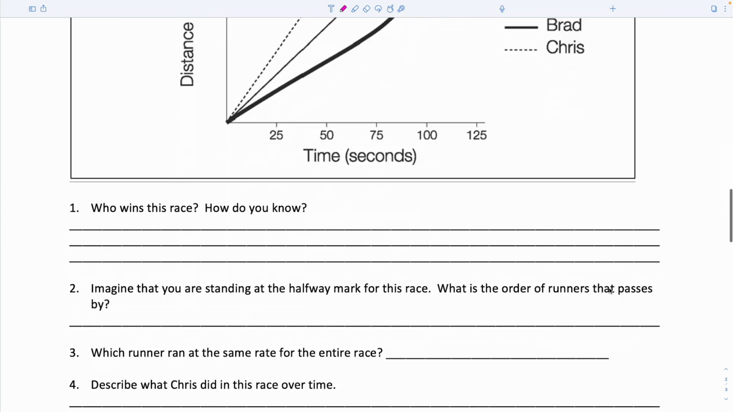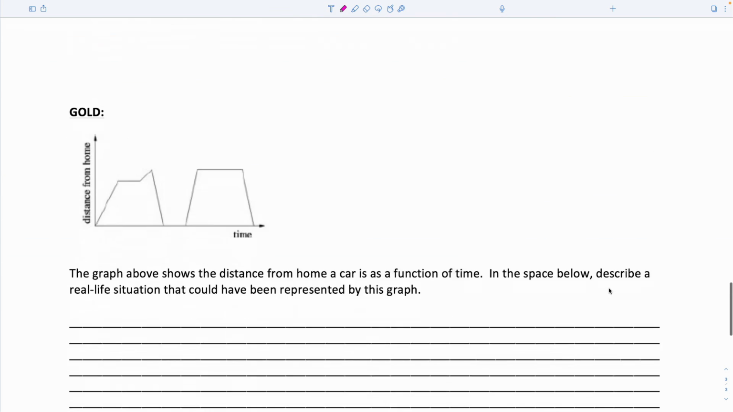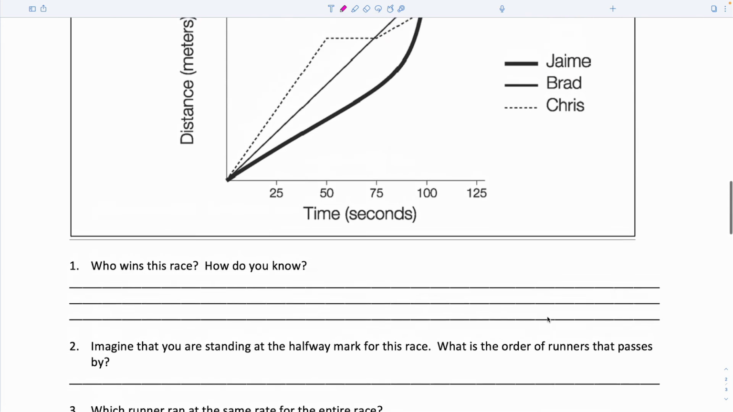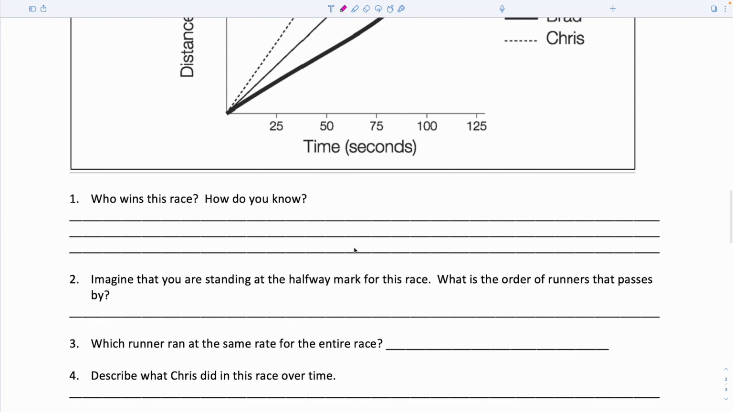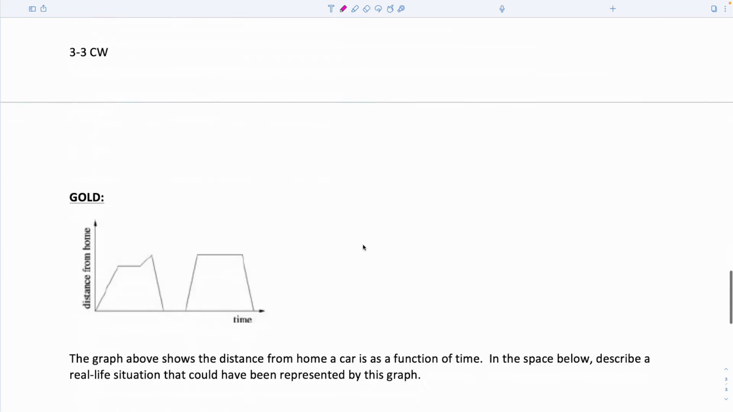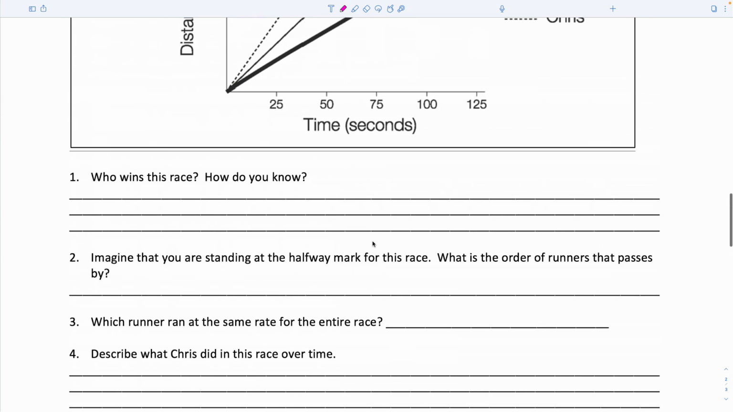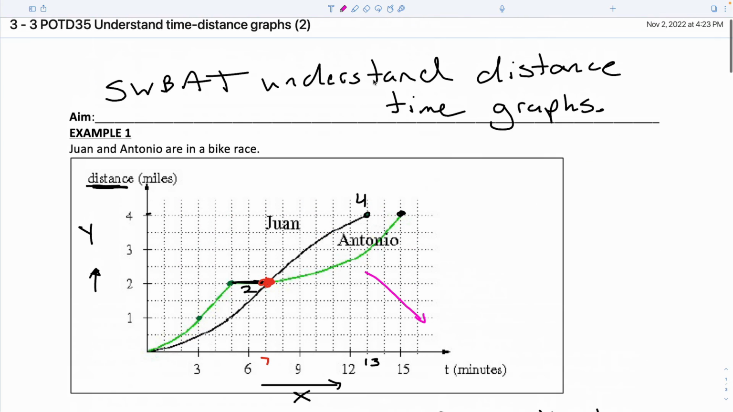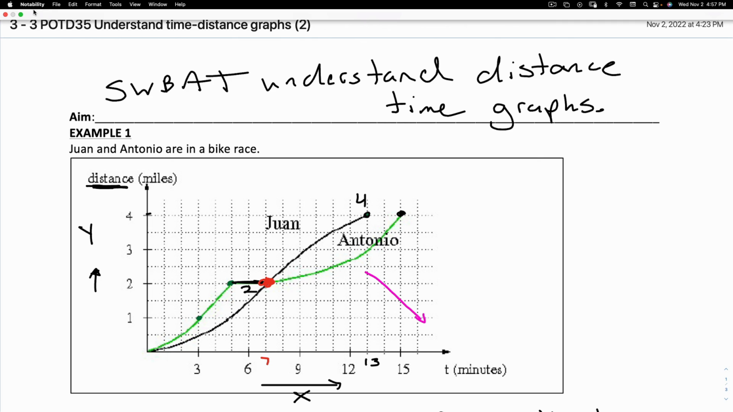Okay, you're on bronze. Go ahead and look at this graph with a partner. Try to figure out what's going on in the race. Check your answers with them. You don't have answers for today's packet, but you can check around with a partner. Once you finish this, you may have some extra time.